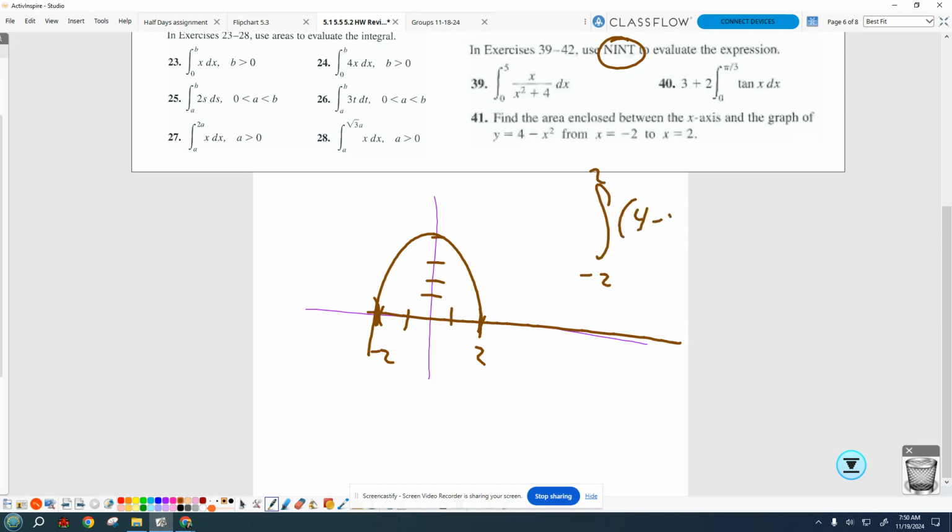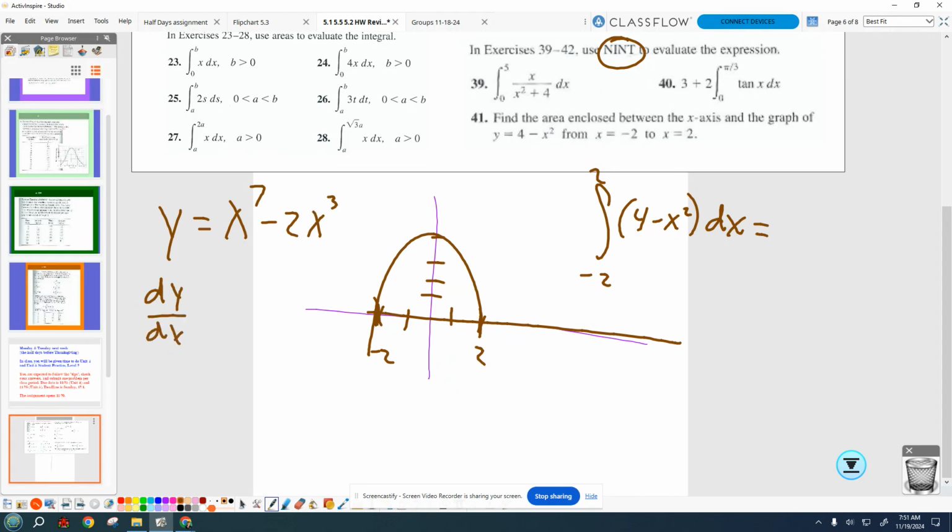But to show you, anybody know how to integrate 4? Physics friends, come on. Okay, let's try this. Adrian, pick a number. Ray, what's the derivative of x to the 7? 7x to the 6. Alex, what's the derivative of negative 2x cubed? Negative 6x squared.